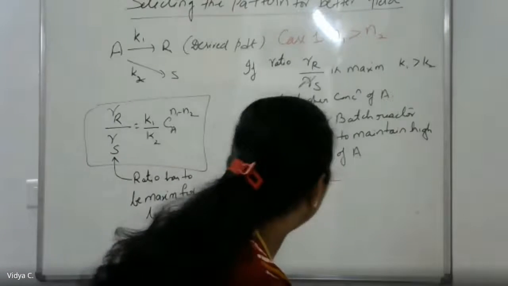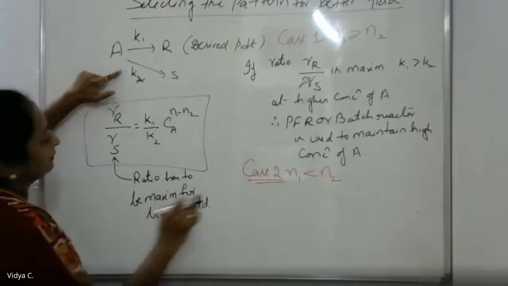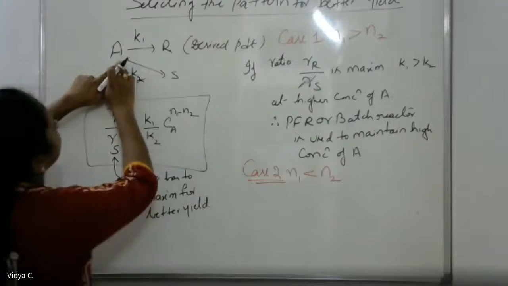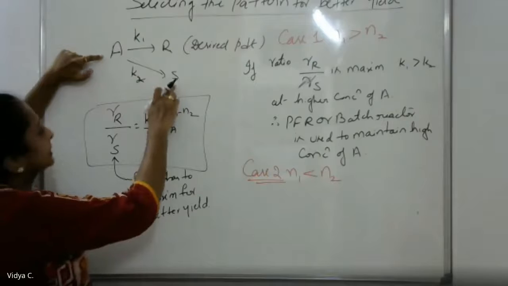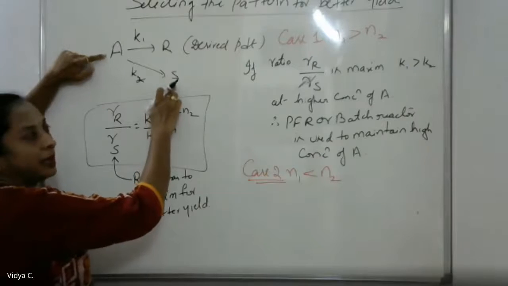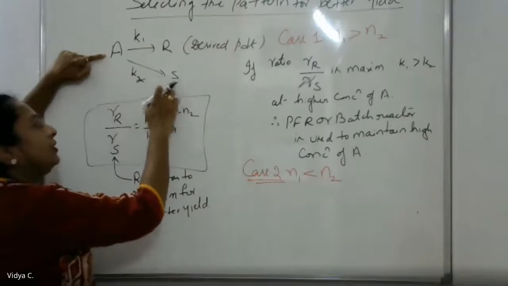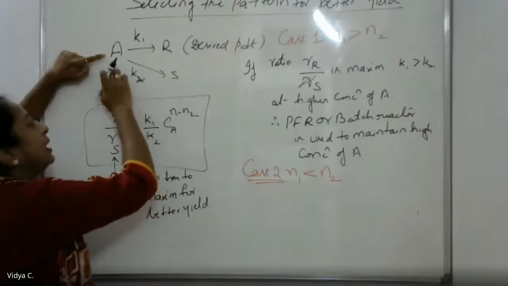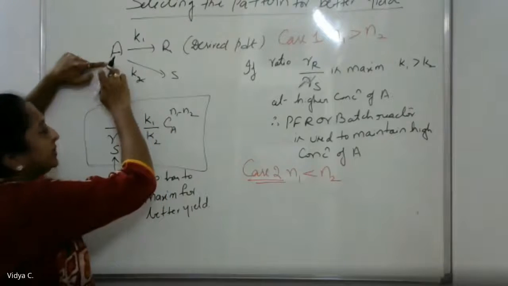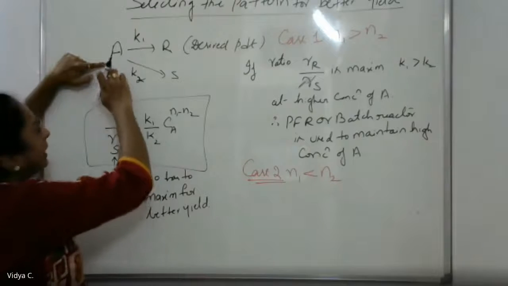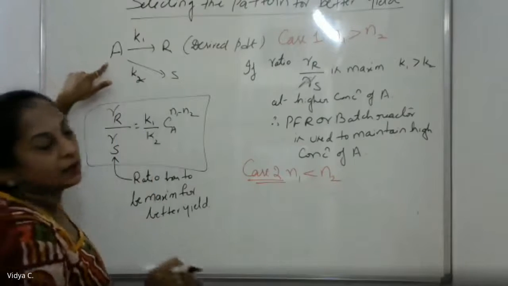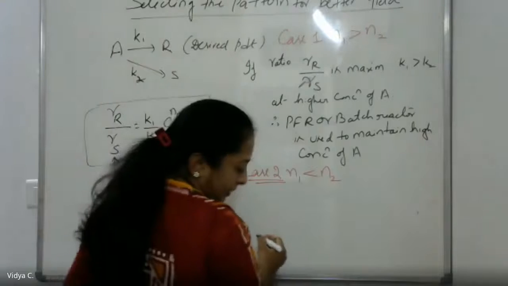So yeah, let me explain that again. See, if N2 is greater, this reaction will be favored if higher concentration of A is taken. So I don't want to take higher concentration for A and favor this reaction. So I have to take lower concentration for A. To get this lower concentration for A, I take A in a CSTR. That's the meaning.